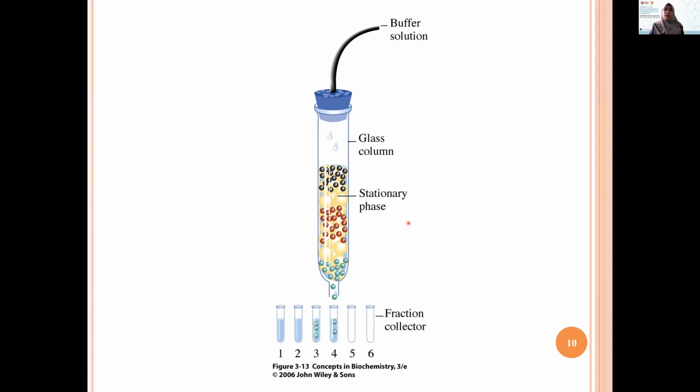So what we want to do with purification is to separate amylase from the other things. For example, you spit into a container.